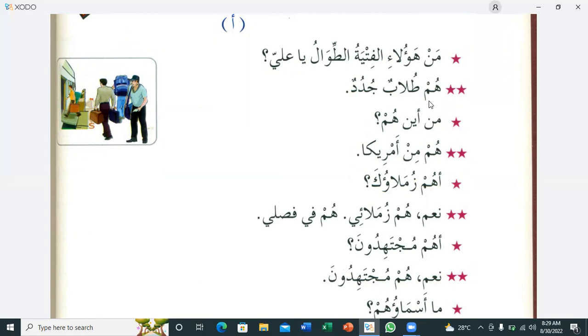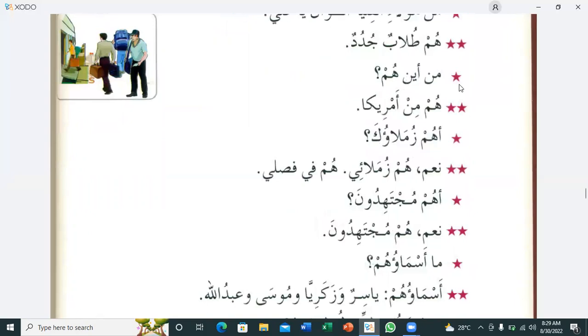Hum tullabun, they are students. Jududun, new. Hum tullabun jududun. They are new students. Min ayna hum? Where are they from? Hum min Amrika. They are from America.